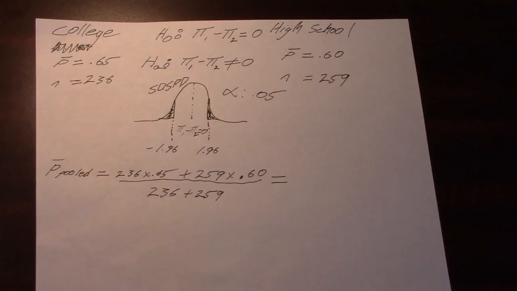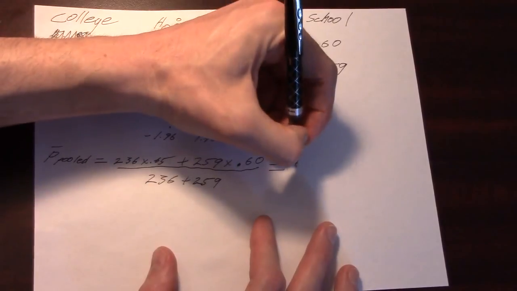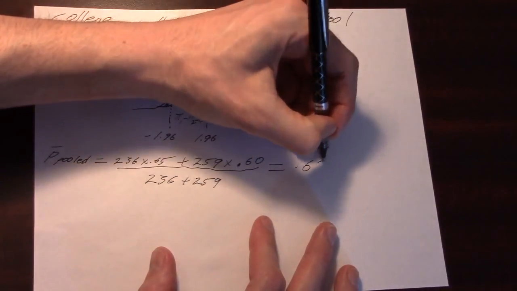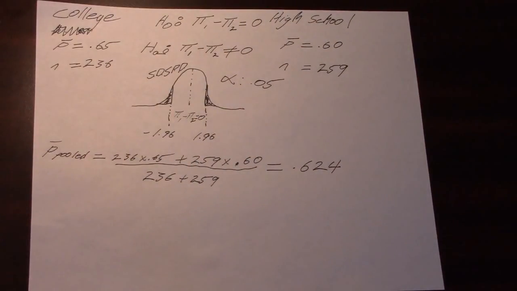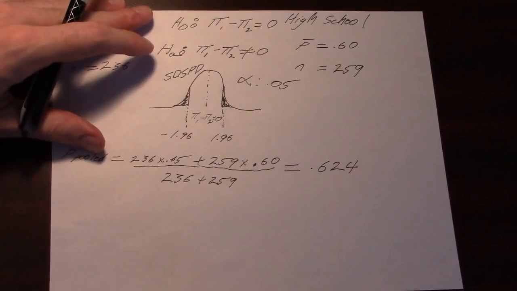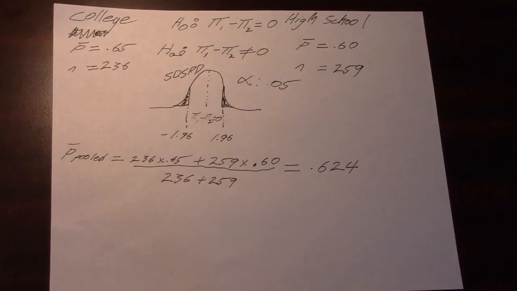Alright, 236 times 0.65 plus 259 times 0.6, enter, divided by 236 plus 259. Alright, so that's going to equal 0.624. Now I'm going to store this in my calculator because this is an important number I need. For now I'm going to call it 62%, but I want that exact number.